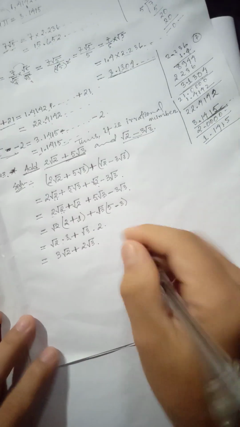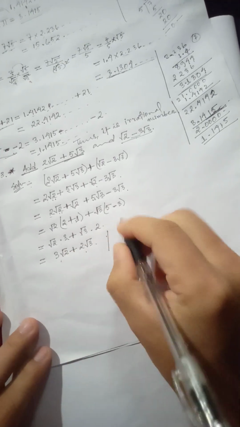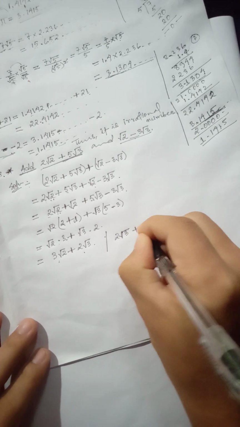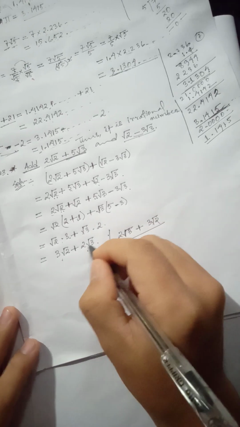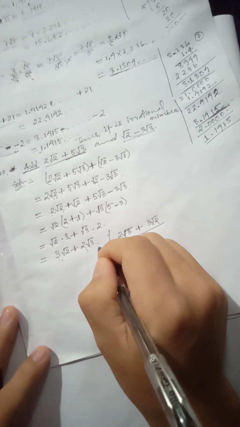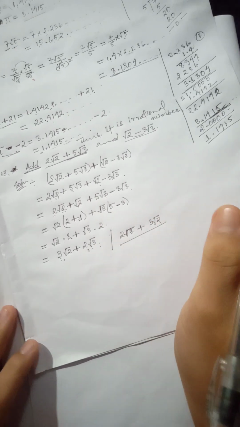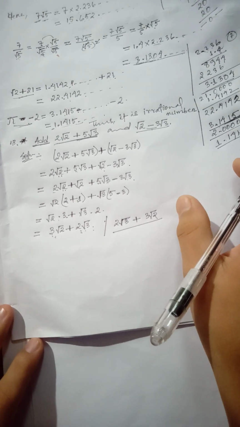Or you can write this answer even in this form, that is 2 root 3 plus 3 root 2. There is no problem for that. Even if you put this one in that, or that one in this, the answer will be the same. That's all, and that's okay. So this is all about example 13.